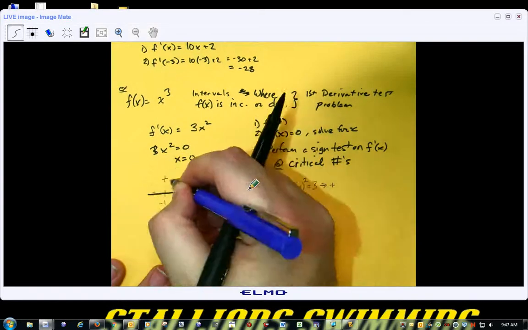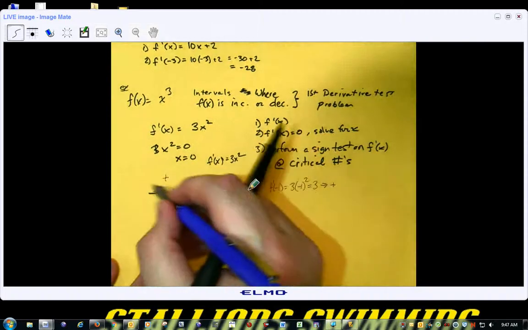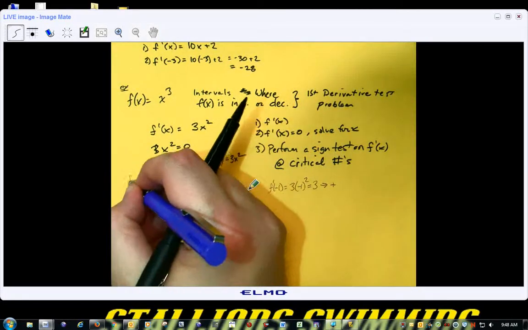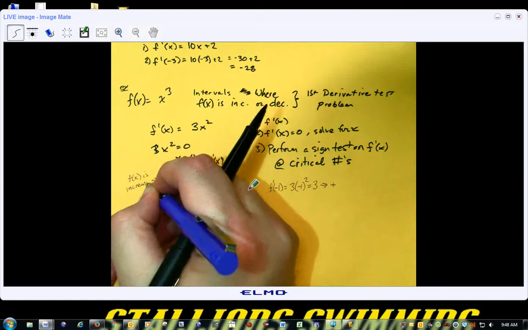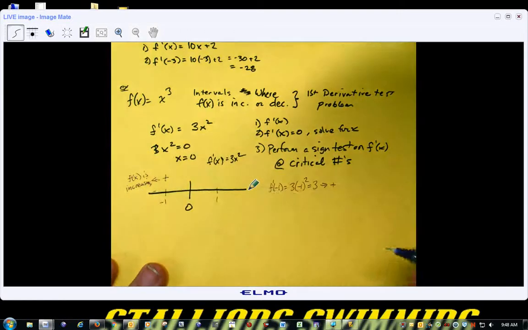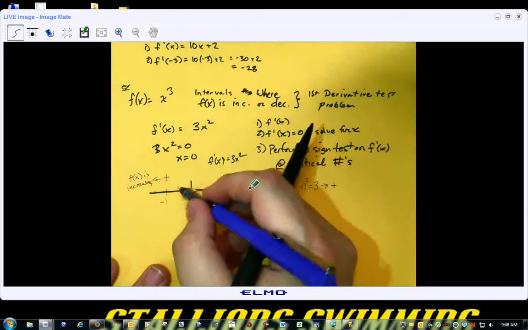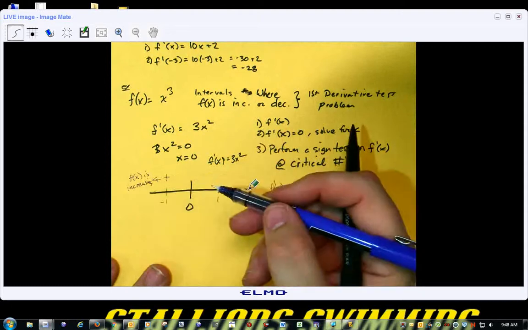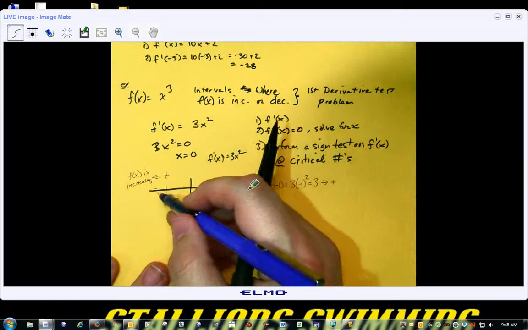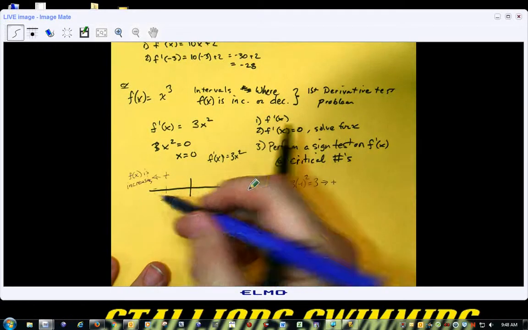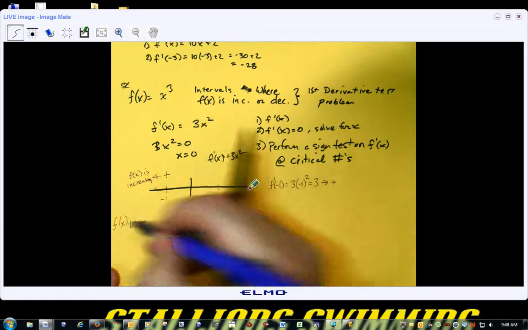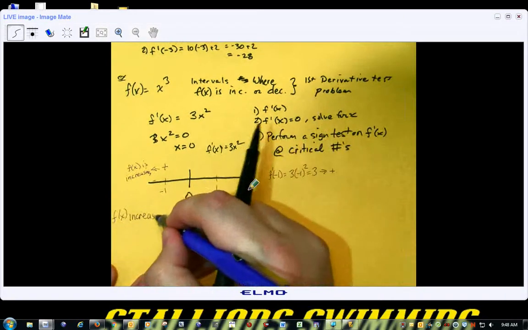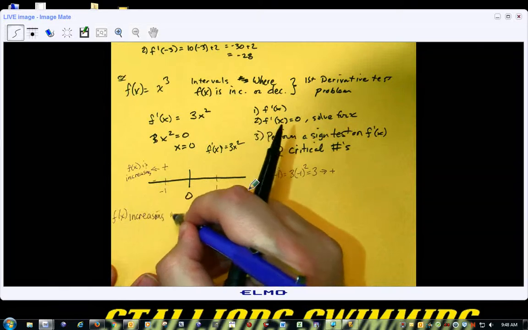So if it's a positive value here, what does this tell me about f of x? The first derivative test, the sign test, is going to tell us that it's increasing on this interval. So I can say that f of x is increasing on negative infinity to 0.